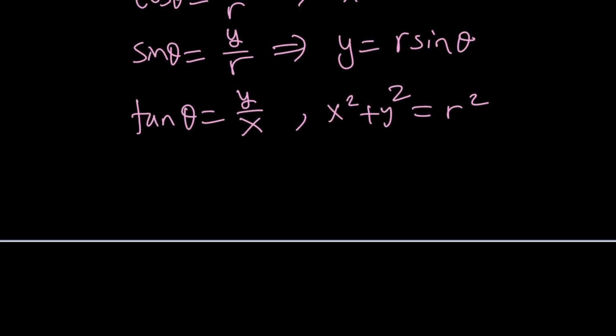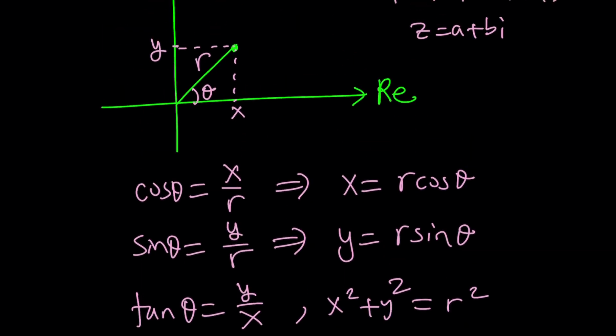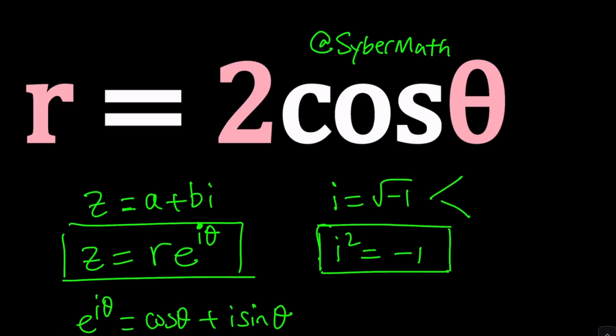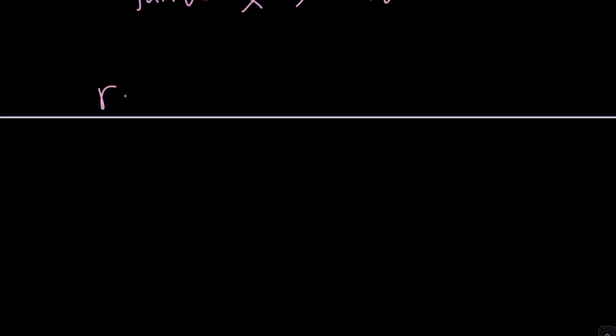Anyways, so let's get back to our work. How do we use all this information to find something meaningful for our equation, which is r equals 2 cosine theta? So in other words, this is what we're considering.